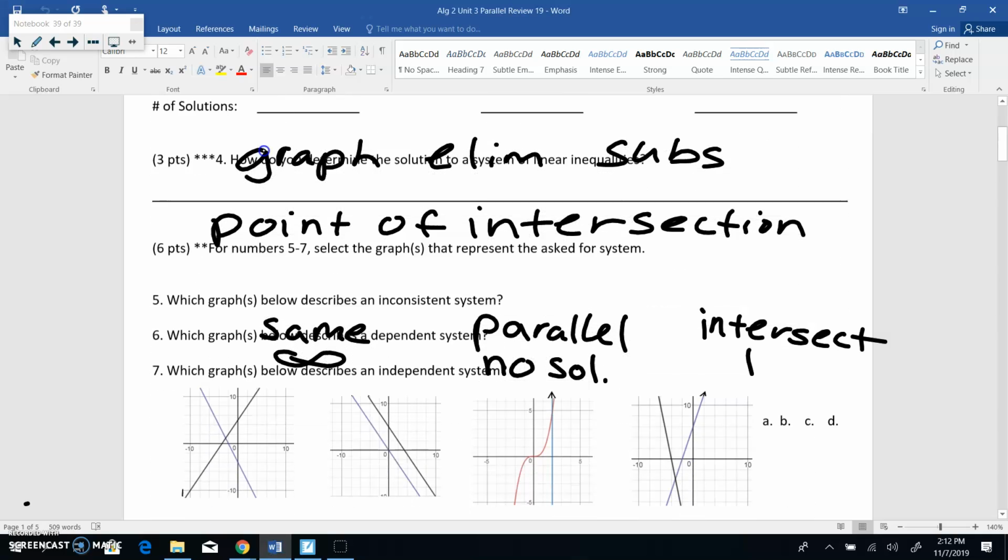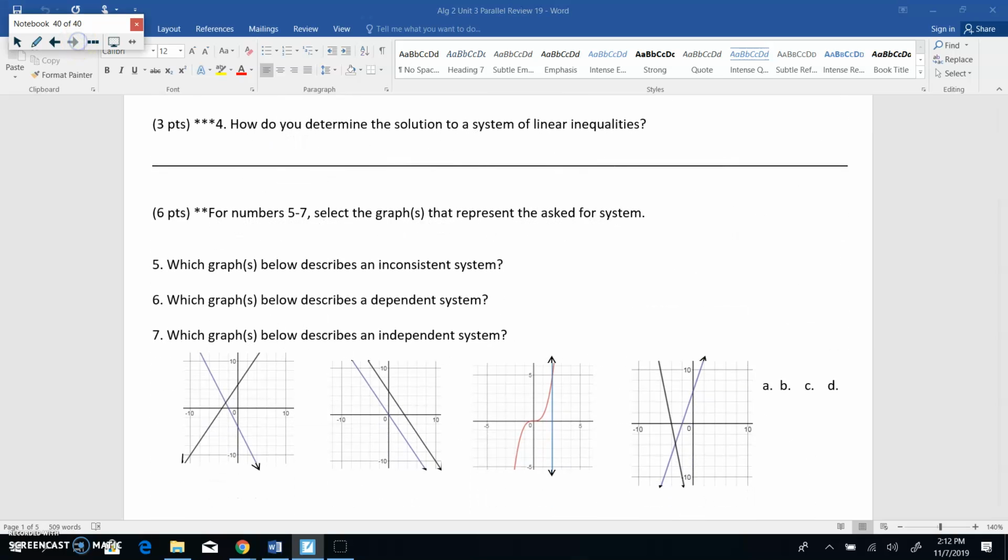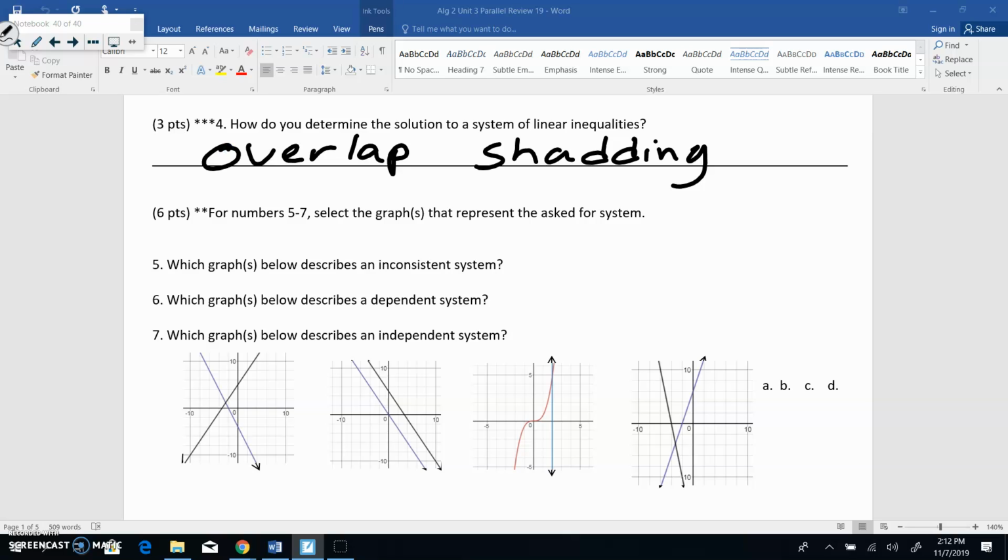The only new 3-star added onto this test was number 4, and number 4 is how do you determine a solution to a system of linear inequalities. You're going to go ahead and you are going to look for the overlap. Okay, the overlap in your shading. Okay, the overlap in the shading is what we look for here. And I don't know if I probably just spelled shading wrong, but that's okay.